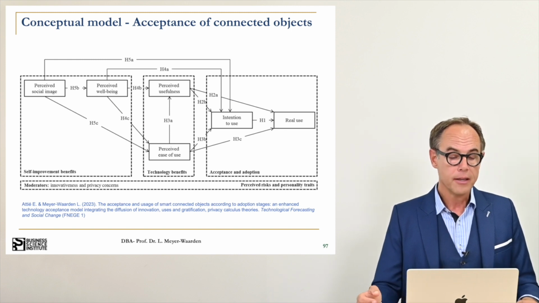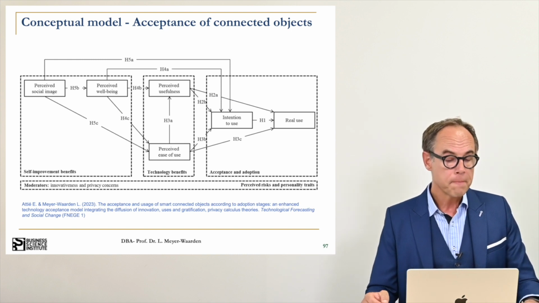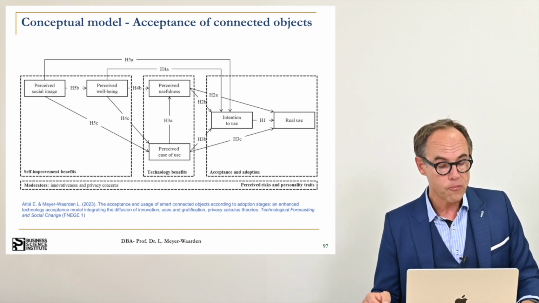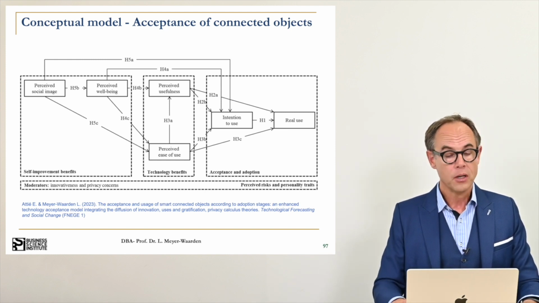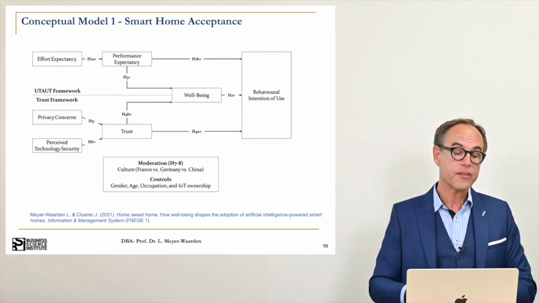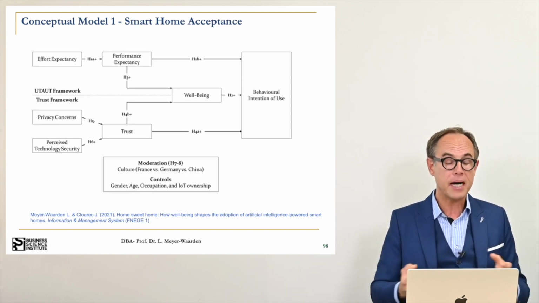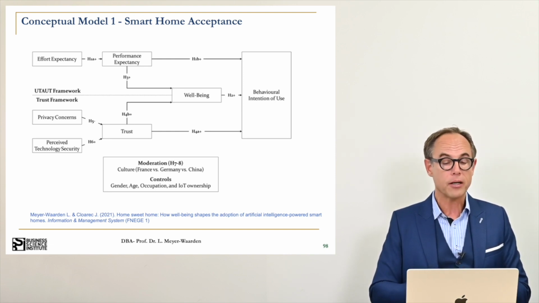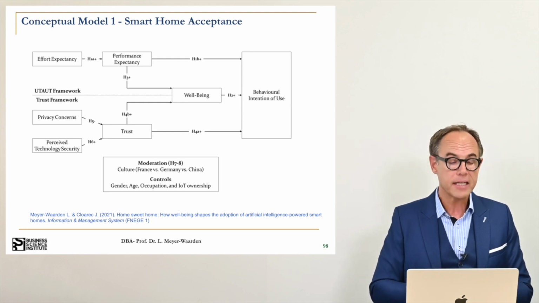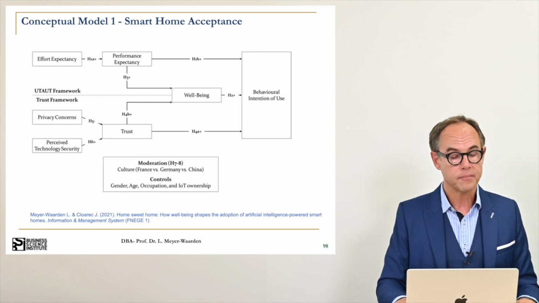You see actually the UT technology benefits in the middle. You see the social recognition and well-being on the left side, which should impact the benefits and intention to use. For the smart home, you see actually the UT framework in the higher part of the model, impacting positively well-being. And you have the technology risk and trust framework in the lower part of the model, impacting negatively trust and subsequently well-being and intention to use.